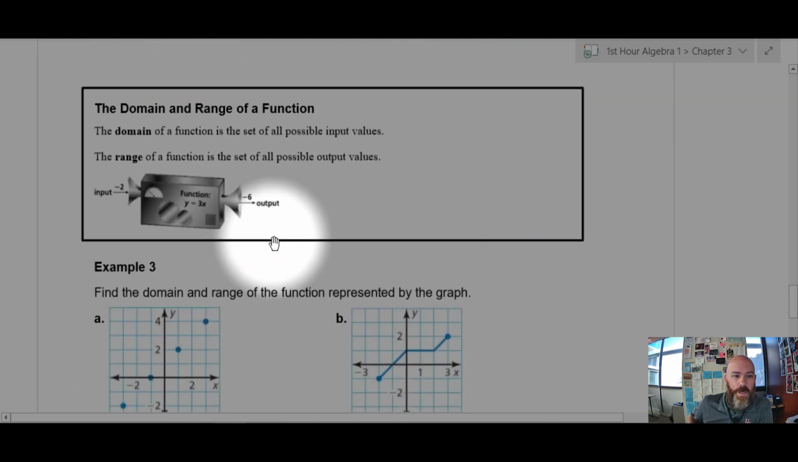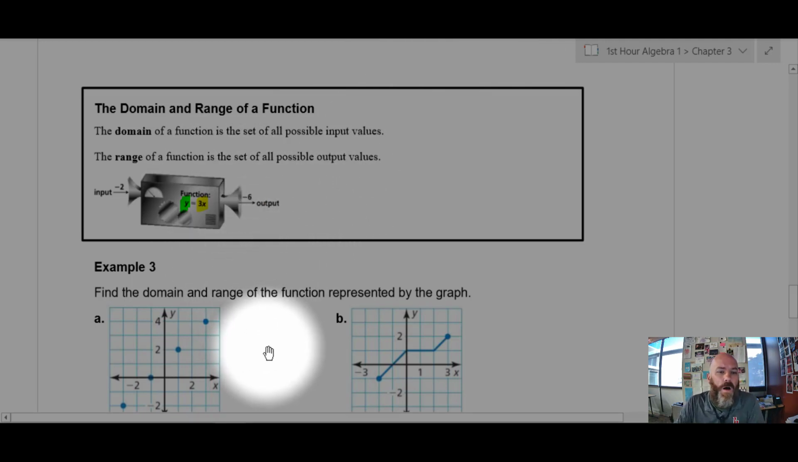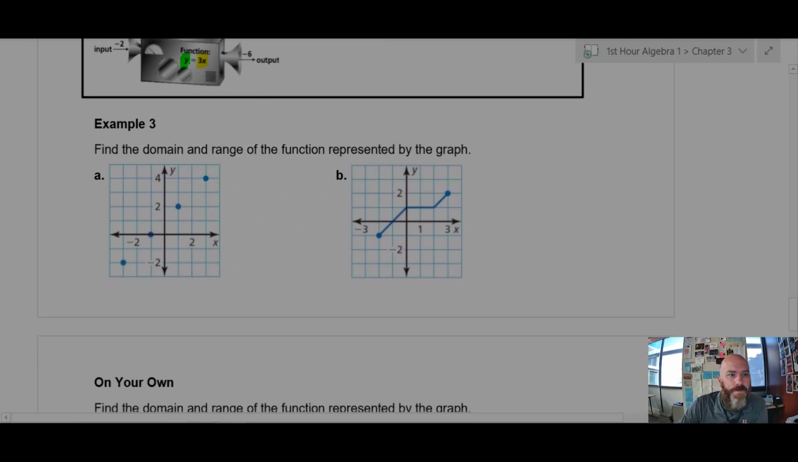All right, domain and range. Domain is all the possible inputs, range is all the possible outputs, and this is a function machine. So as I plug in the -2, there's this rule called a function. It says that my output is equal to 3 times my input, and then it tells you what the output is. So that is a function machine. But domain and range, we want to find all of the possible inputs and outputs.